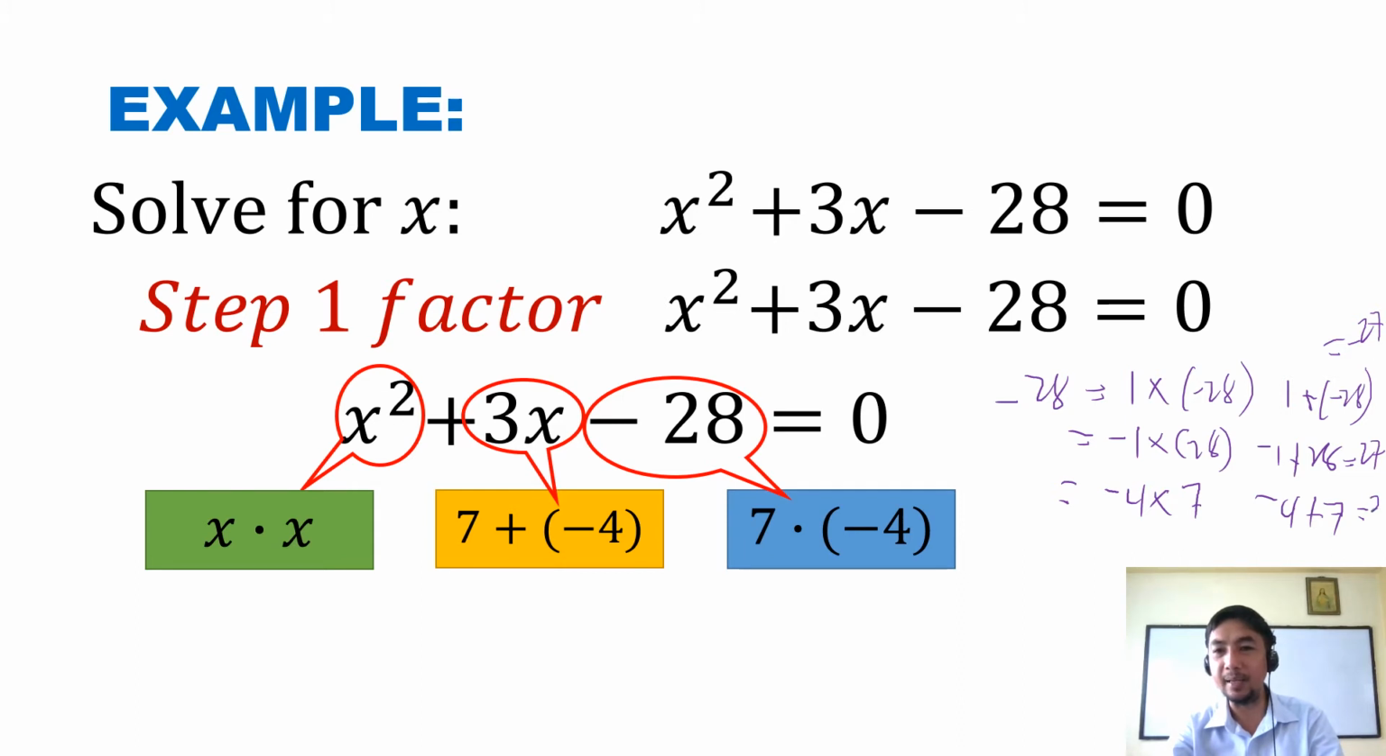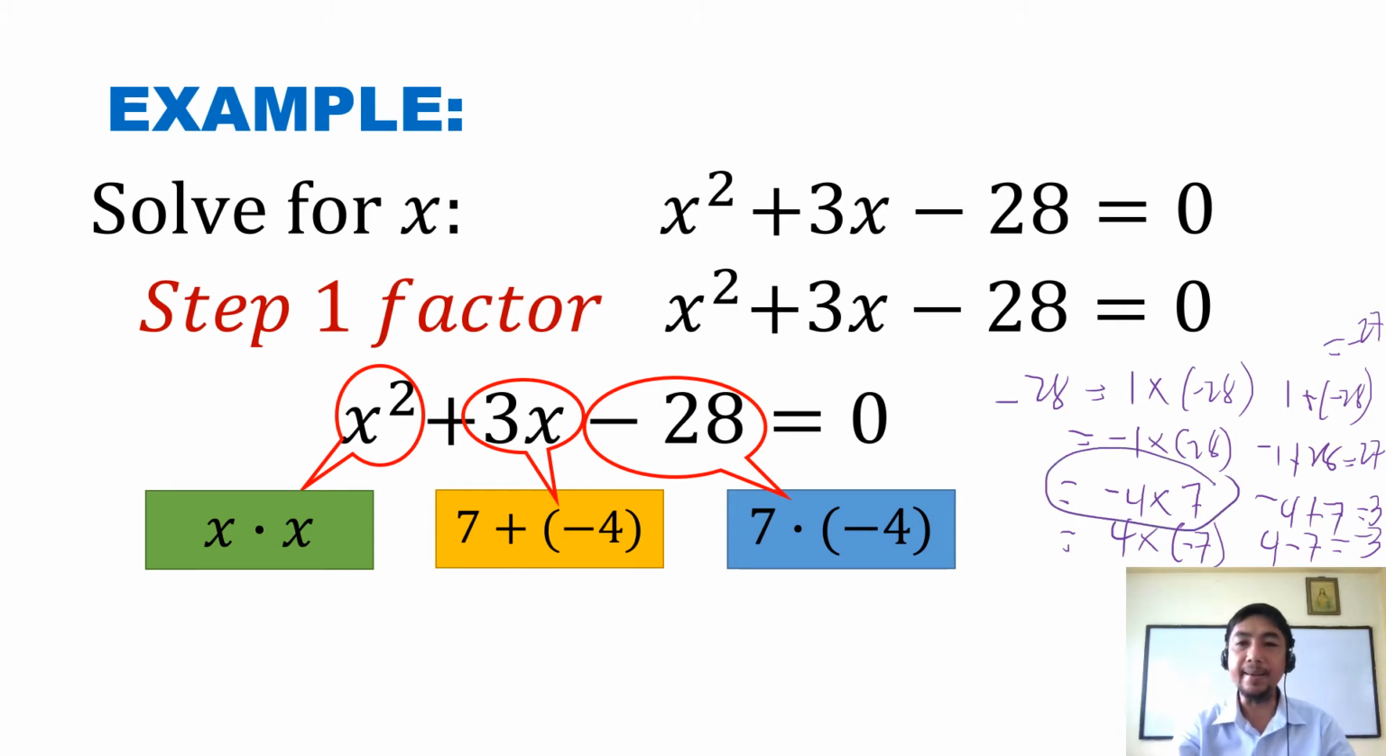So, yun ang hinahanap nating factor. Eh kung baliktarin natin, positive 4 times negative 7, we know that 4 minus 7 is negative 3. Hindi yun pwede because we need positive 3. So, our factors should be negative 4 and positive 7. Or you can say 7 times negative 4.